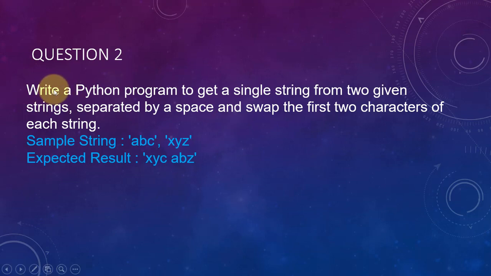The question is somewhat like this: write a Python program to get a single string from two given strings separated by a space and swap the first two characters of each string. This was the question given to you in my previous video, where you have to enter two strings, maybe of 2 or 3 characters, and then exchange their first characters and also concatenate the strings with each other. Again, as I told you, we have to divide this task into smaller steps.